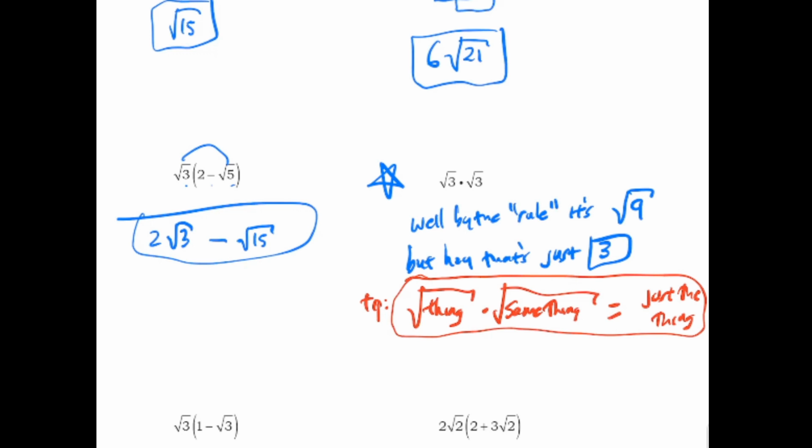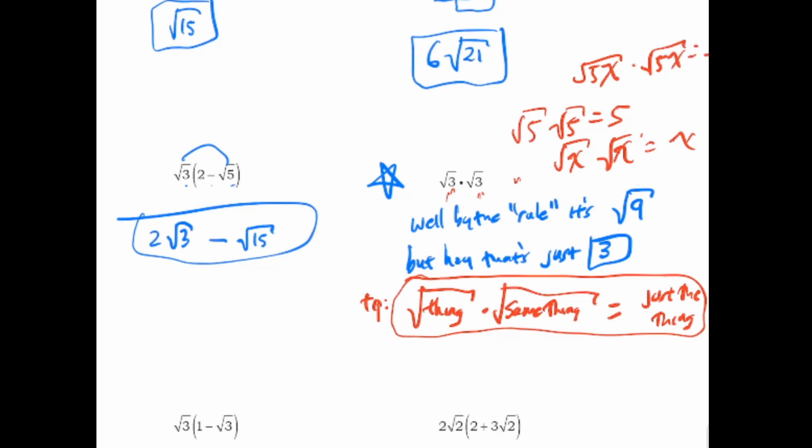It's like, the root of a thing times the root of the same thing is going to be just the thing. The root of a 3 times the root of a 3 is going to be just the 3. And it's going to work for anything else in the world. The root of a 5 times the root of a 5 is just the 5. The root of an x times the root of an x is just the x. And so on and so on. The root of a 5x times the root of a 5x is going to be just the 5x.